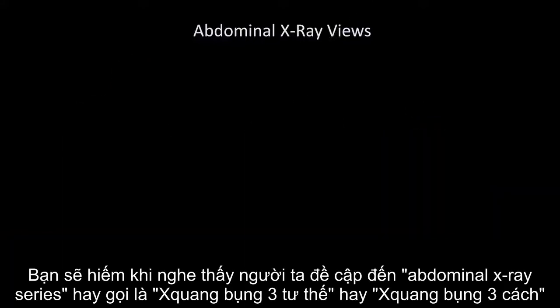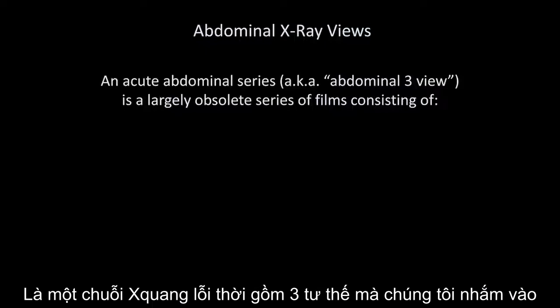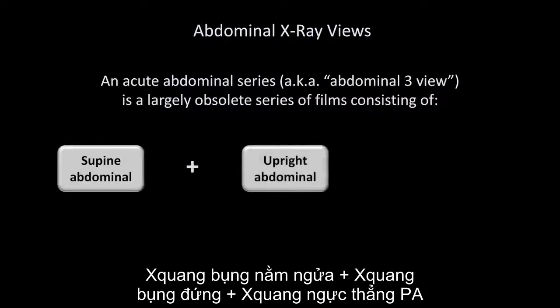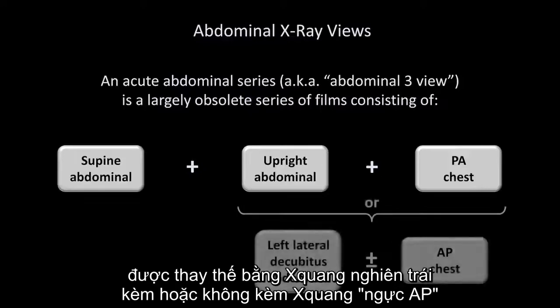You will rarely hear someone mention an abdominal X-ray series or the so-called abdominal 3 view or abdominal 3-way. This is a largely obsolete series consisting of the three views we just focused on: the supine abdominal view, an upright abdominal view, and a PA chest view. Alternatively, for patients who cannot stand, the upright abdominal and PA chest are replaced with a left lateral decubitus film, plus or minus an AP chest view.